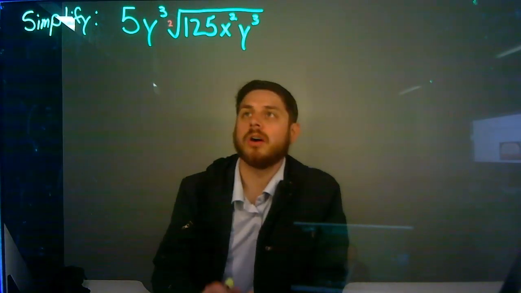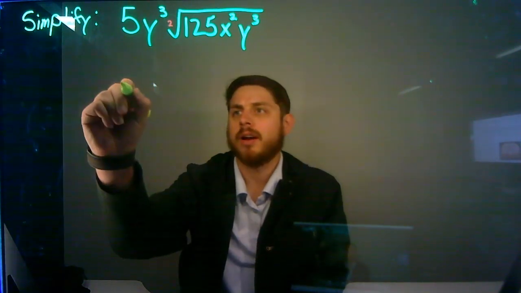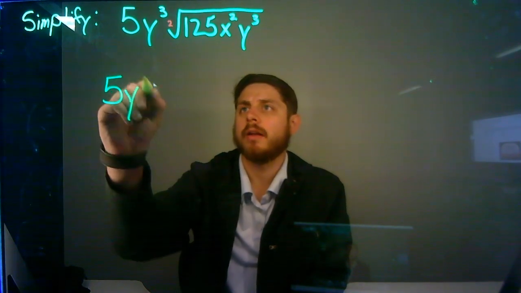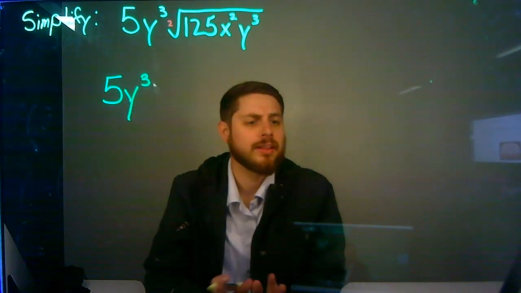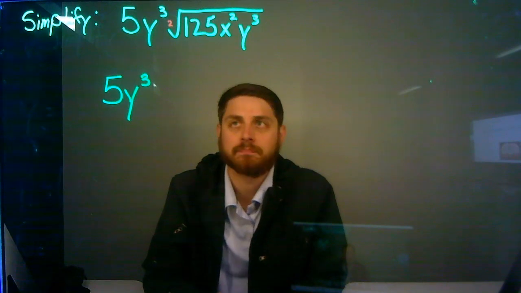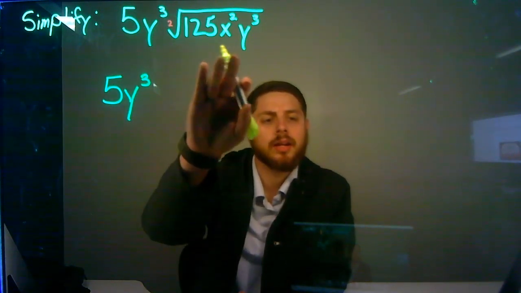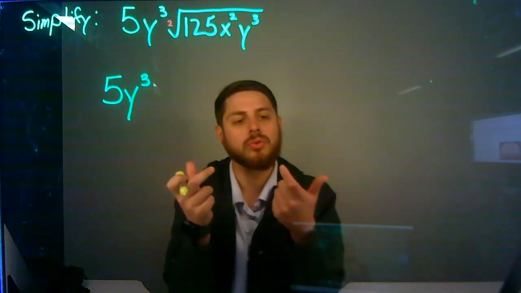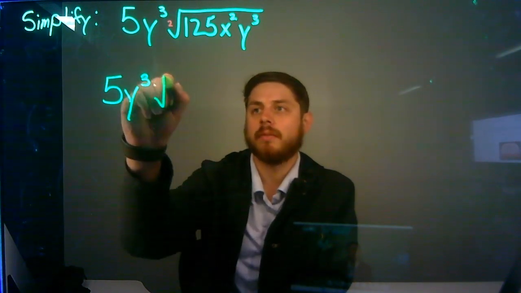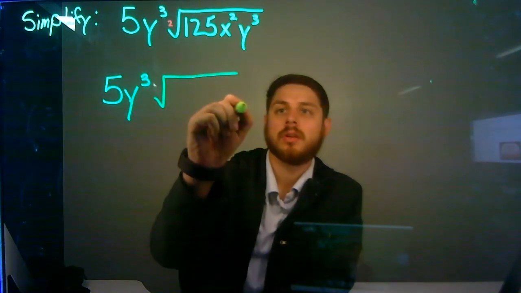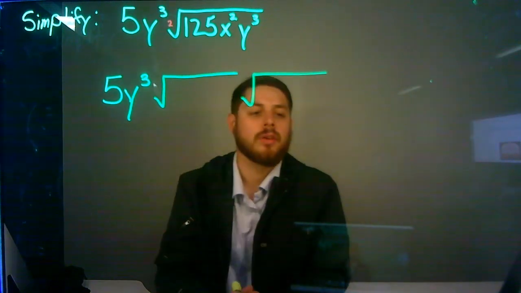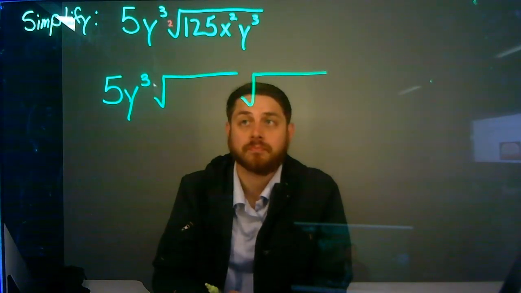So the way I'm going to start this off is what's here on the outside, the 5y to the third. That's just going to stay 5y to the third for right now. And I'm going to break this up into two separate root symbols. One that involves my perfect squares and one that's going to involve my non-perfect squares.